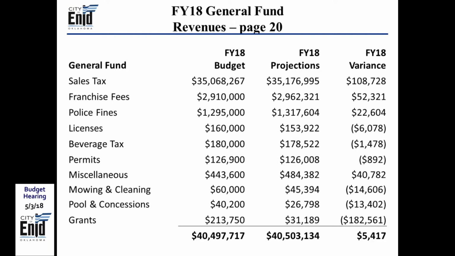So we will come with an appropriation for sales tax in June to address that. Franchise fees are coming in a little high. That's timing. Last year came in a little low. We just got one of our payments late, so we don't anticipate that to continue into the new year. Police fines have been trending up slightly in the past few years.